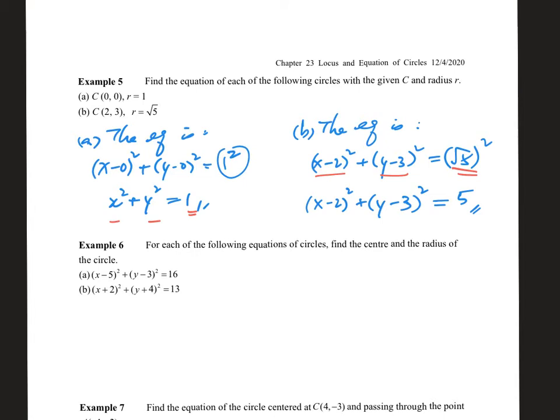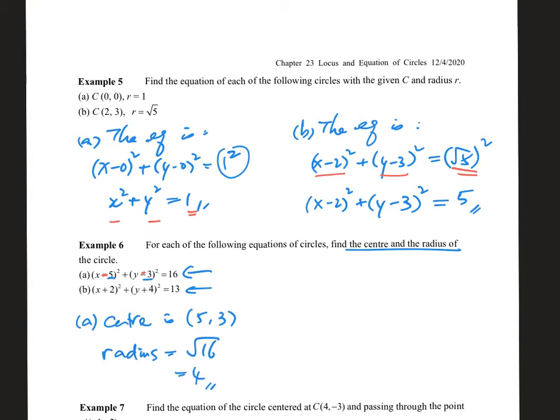The other way around will be example 6. The standard form is given to you. So now you are asked to find the center and radius. I think it's quite easy to use as well. For the center, read the number, but bear in mind that it should be a minus sign and a minus sign here. So that's why the center would be (5, 3), while the radius would be the square root of 16, which gives you 4.